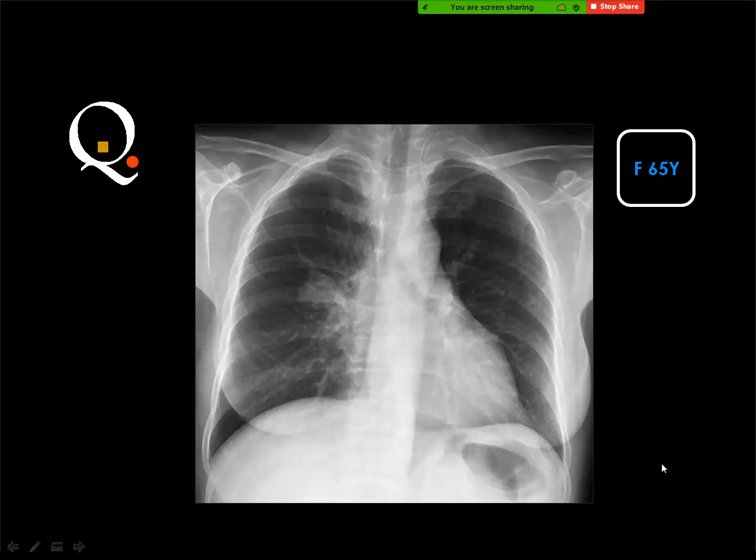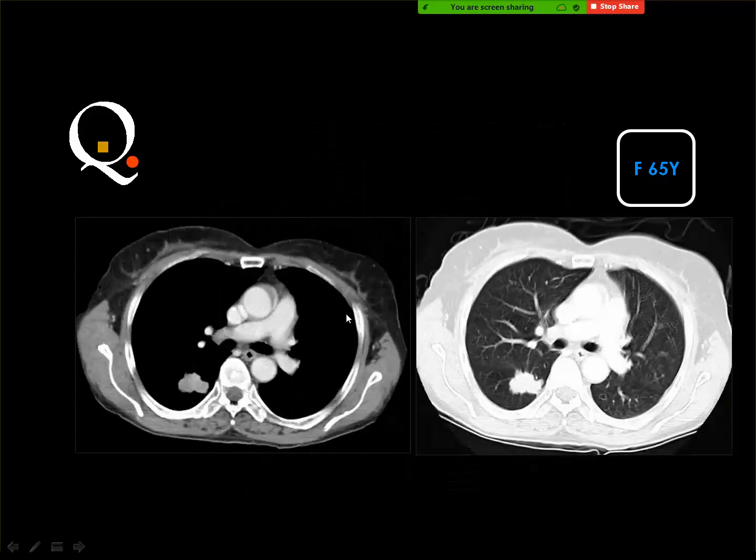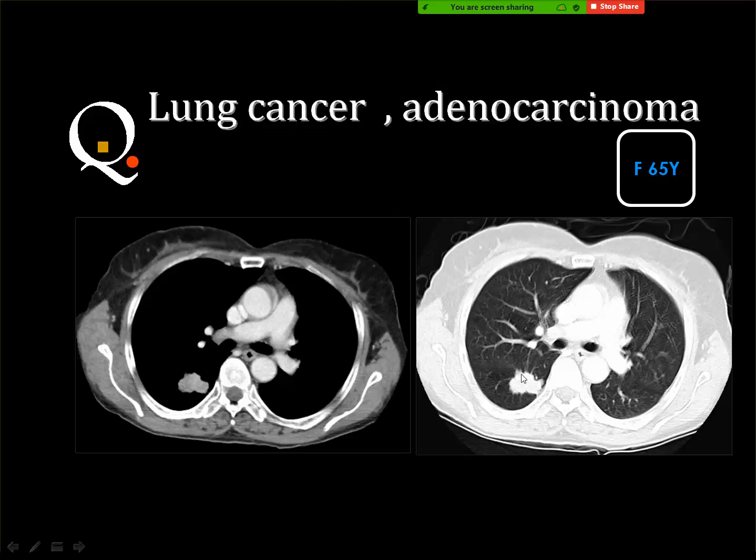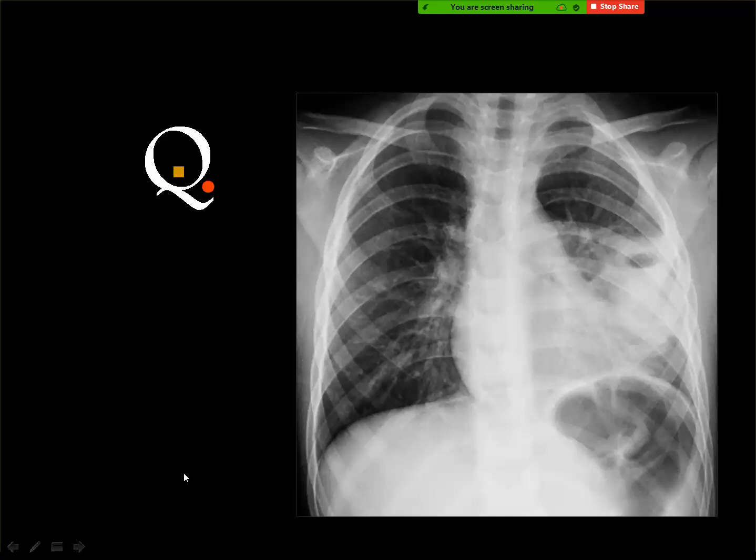Right or left? Right hazing of the mediastinum. Right hilar mass. Yes, there is a lesion here. If you are not sure about the lesion, then you should have a CT scan, and the diagnosis is bronchogenic carcinoma because of the typical spiculated margin.